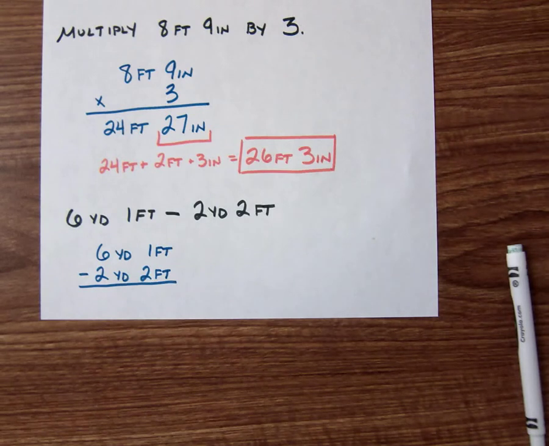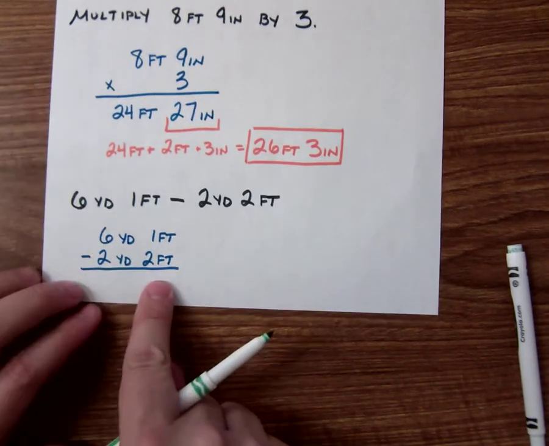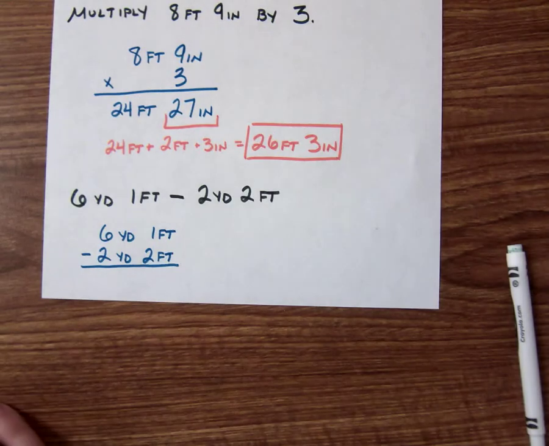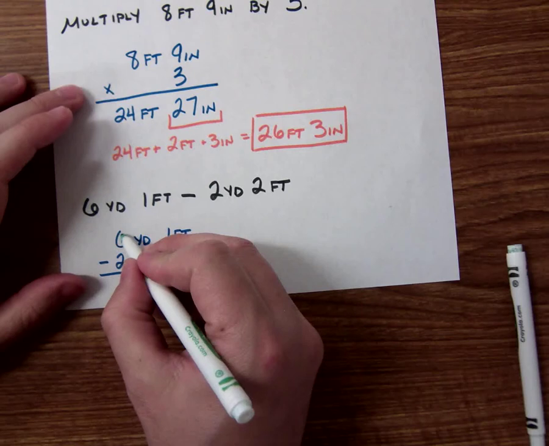When you're subtracting, where do you start? Way over here, the far right. 1 foot minus 2 feet. Why is that a problem? Negative. Yeah, it's a negative. I can't do that. Yeah, what if I borrow? We love borrowing in subtraction, right? Let's borrow from this 6 here.